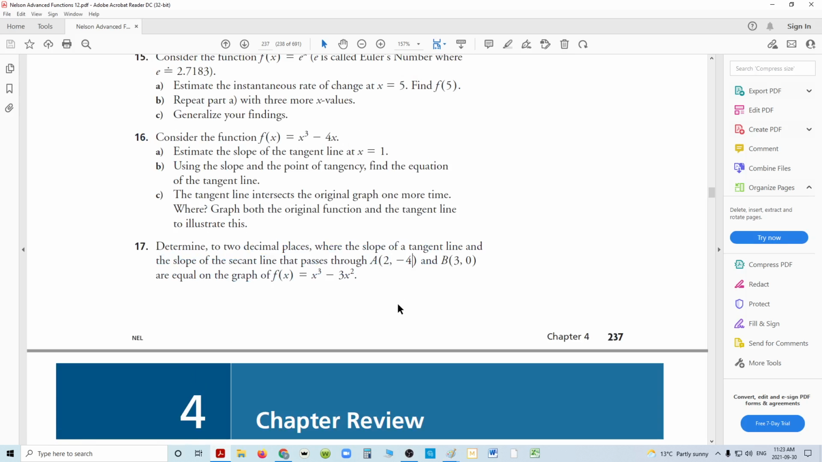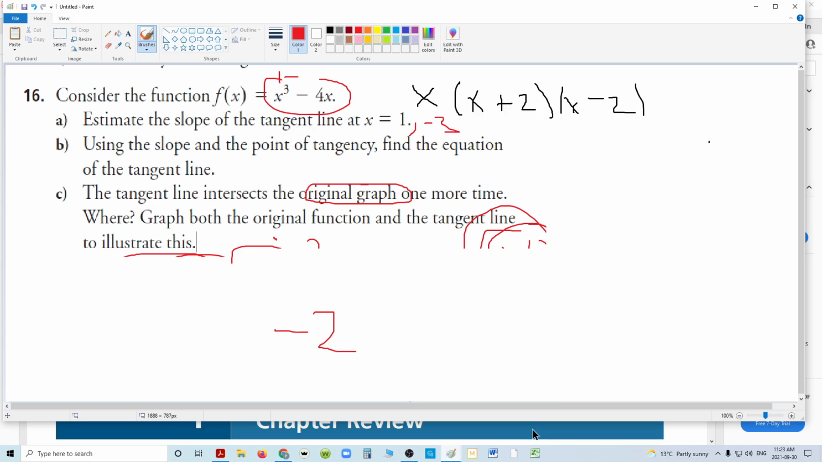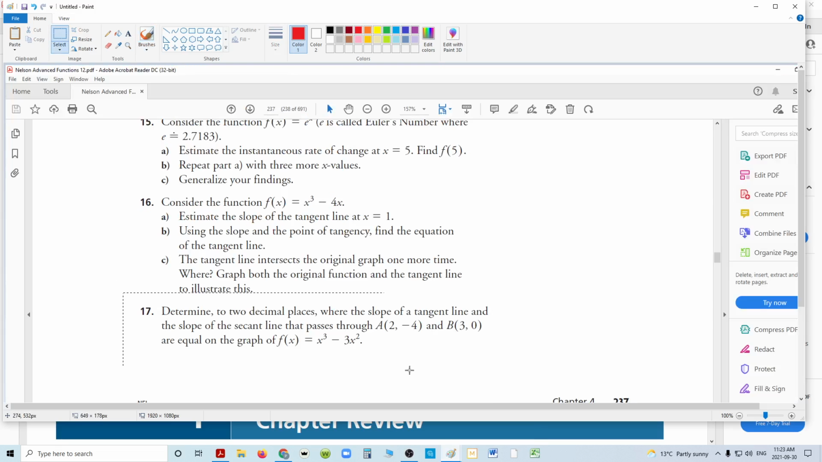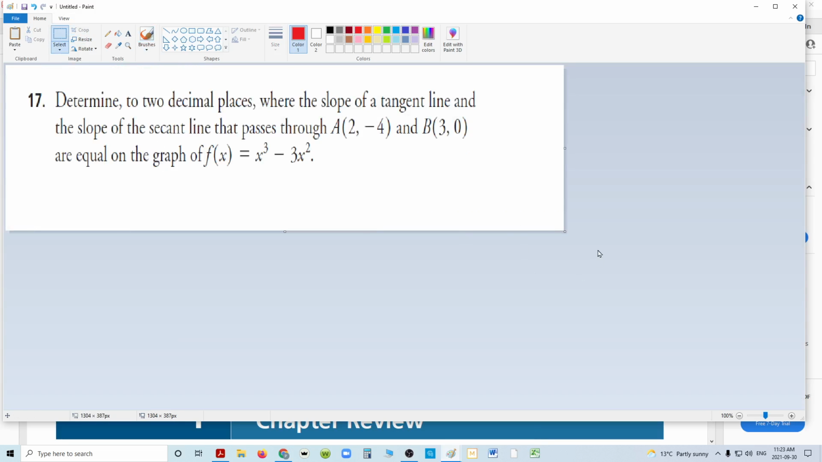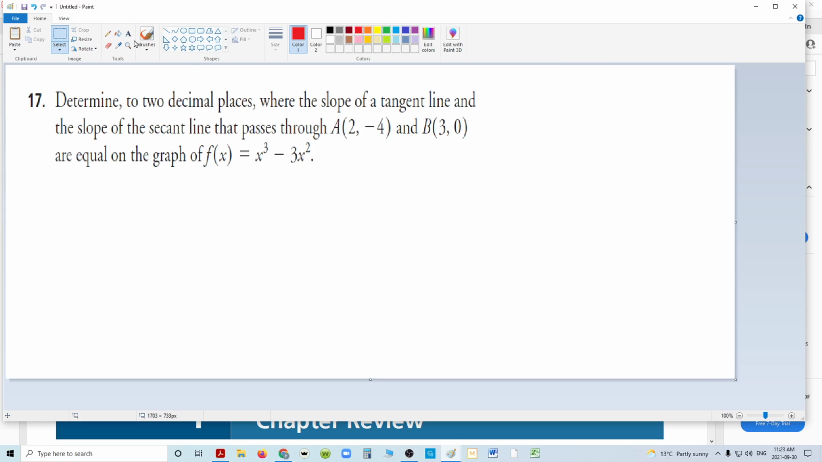Oh, here, they do it here. Okay, they do it here. 17. Determine to 2 decimal places where the slope of a tangent line and the slope of a secant line that passes through this point are equal to this graph. First of all, let's make this graph simpler on ourselves. Is it a cubic? Yes, it is.